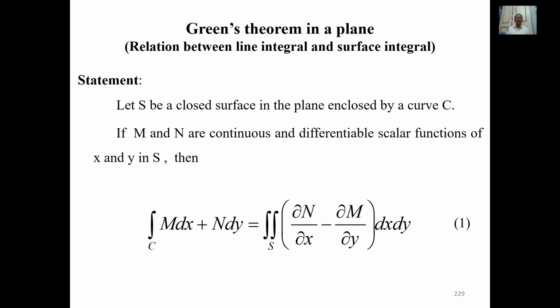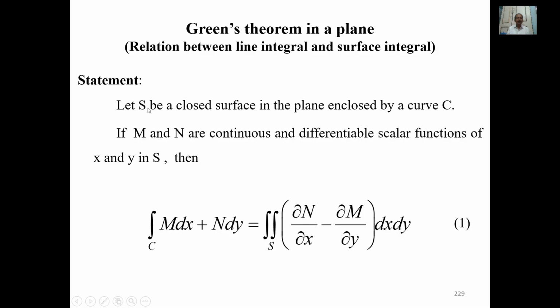Let us discuss Green's theorem in a plane. Green's theorem relates the line integral and the surface integral. So a line integral can be converted into a surface integral, and a surface integral can be converted into a line integral. The statement goes like this.